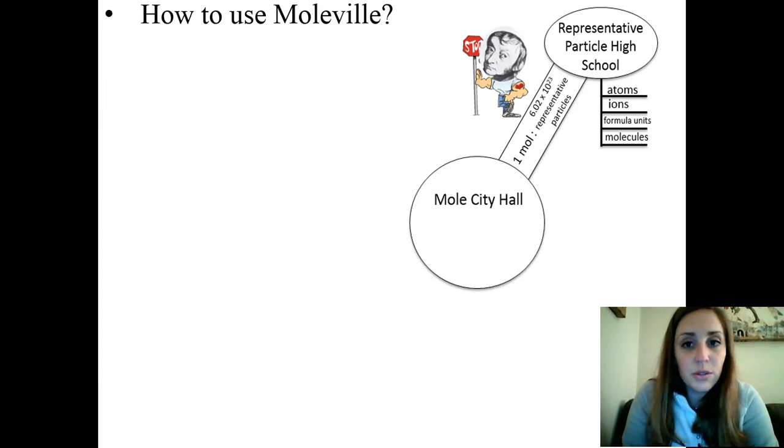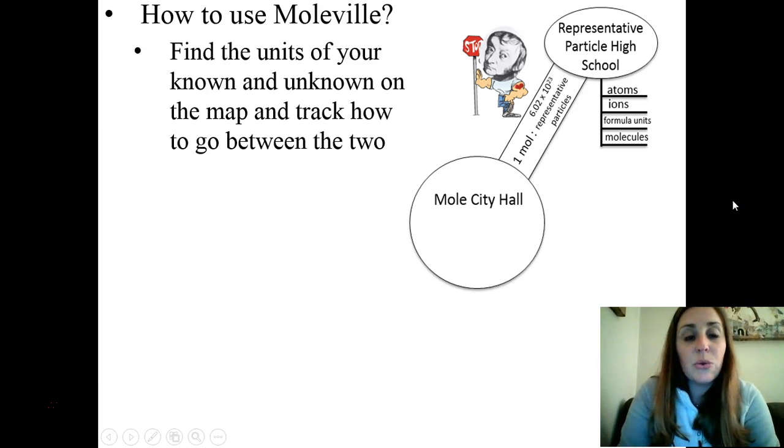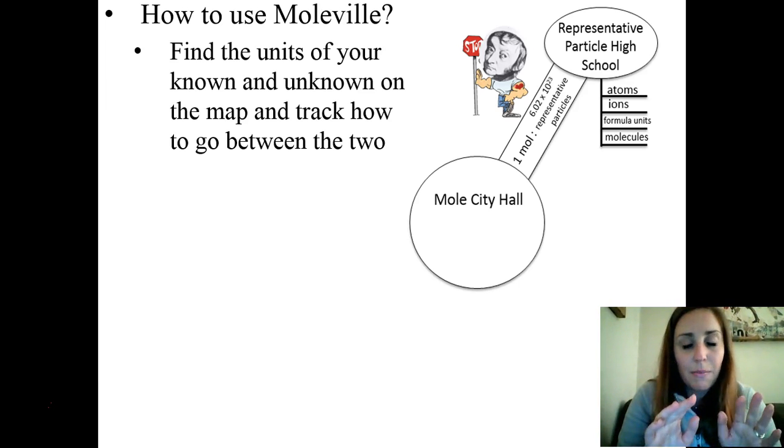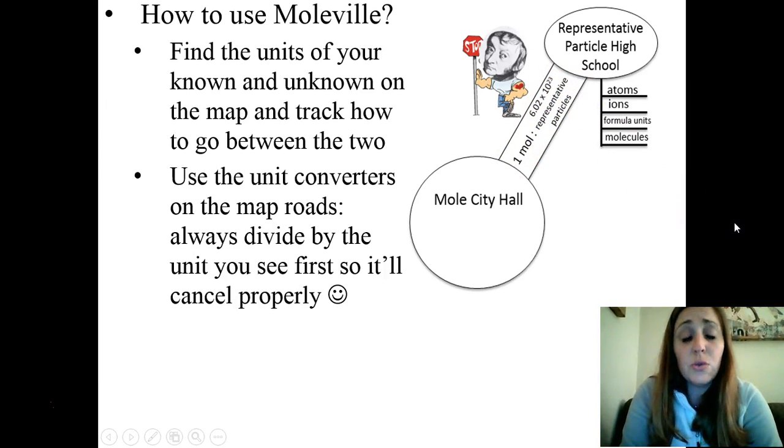So how do you use Moleville? I've taken a little picture of Moleville. So here's the deal. You find the units of your known and your unknown on the map, and you're going to track how to go between the 2 on the map. Because if you notice, we've got our conversion factor here. So you'll see how to use that. Use the unit converters on the map roads, and always divide by the unit you see first so it'll cancel properly. So let's do some practice problems.